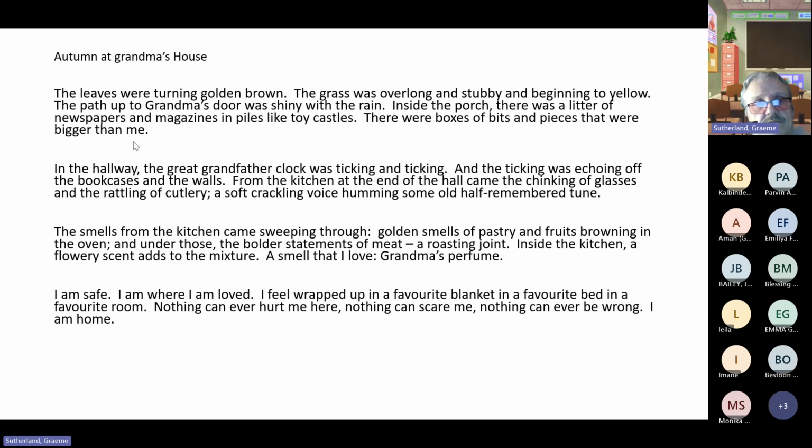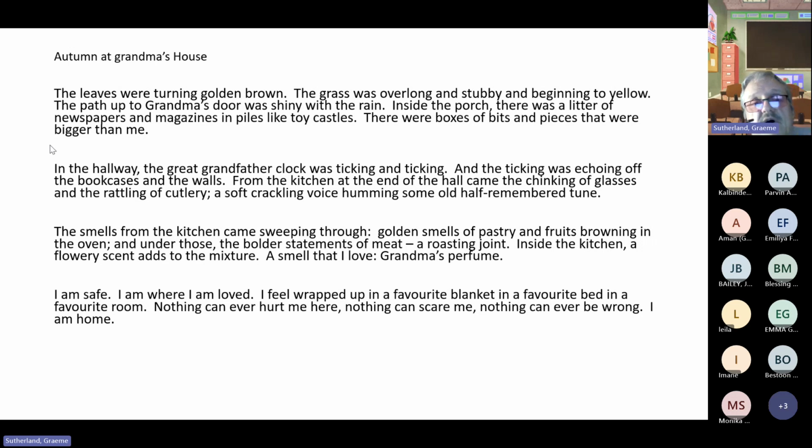Just start writing. The leaves were turning golden brown. The grass was overlong and stubby and beginning to yellow. The path up to Grandma's door was shiny with the rain. Inside the porch, there was a litter of newspapers and magazines in piles like toy castles. There were boxes of bits and pieces that were bigger than me.